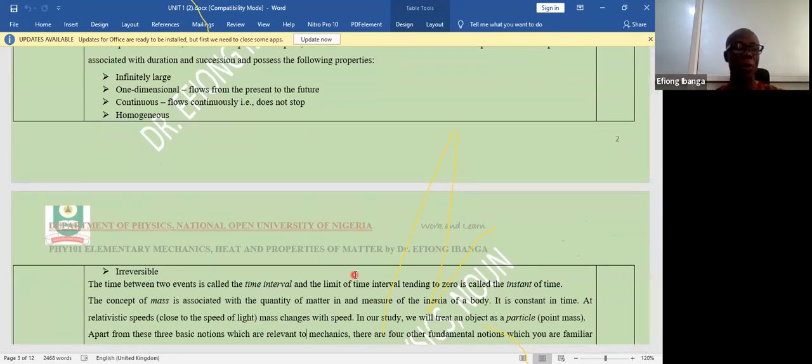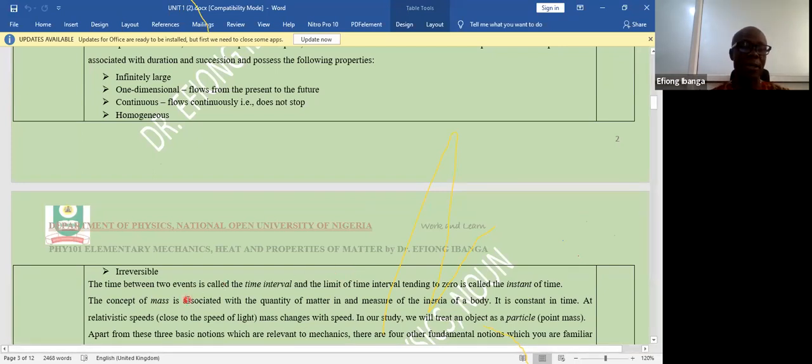Now, the time between two events is called the interval of time. And the limit of the time interval tending to 0 is called the instant of time. So if we are making an observation in a time interval that is very, very small, then we are saying that the event occurs at an instant of time. The word there is instant.